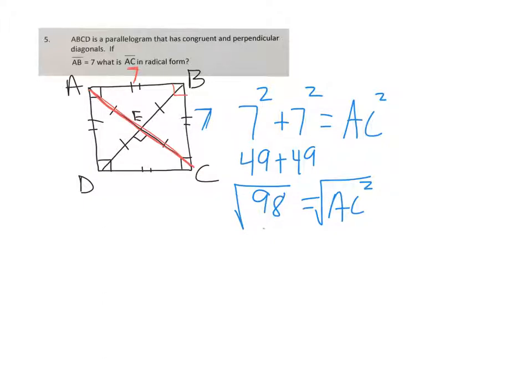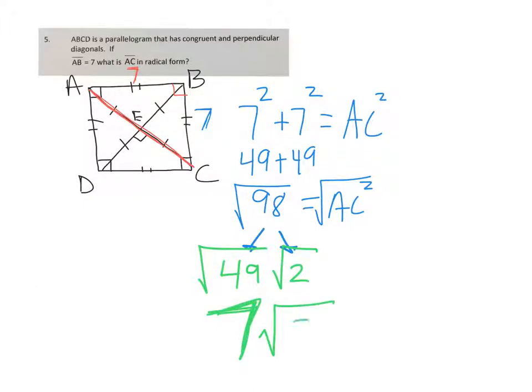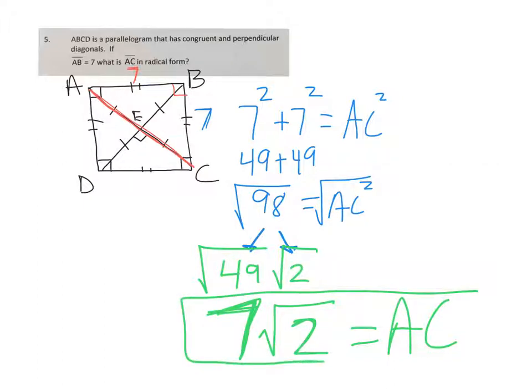So I have to figure out which perfect square multiplies to give me 98. And if you think about what we just did, that would be 49 and 2. Those are the numbers that multiply to give you 98. So I can take the square root of 49, that's just the number 7. And 2 is unsimplifiable, so that stays under your radical. And 7 times the square root of 2 is radical form. It has a radical in the answer, simplified as much as possible.